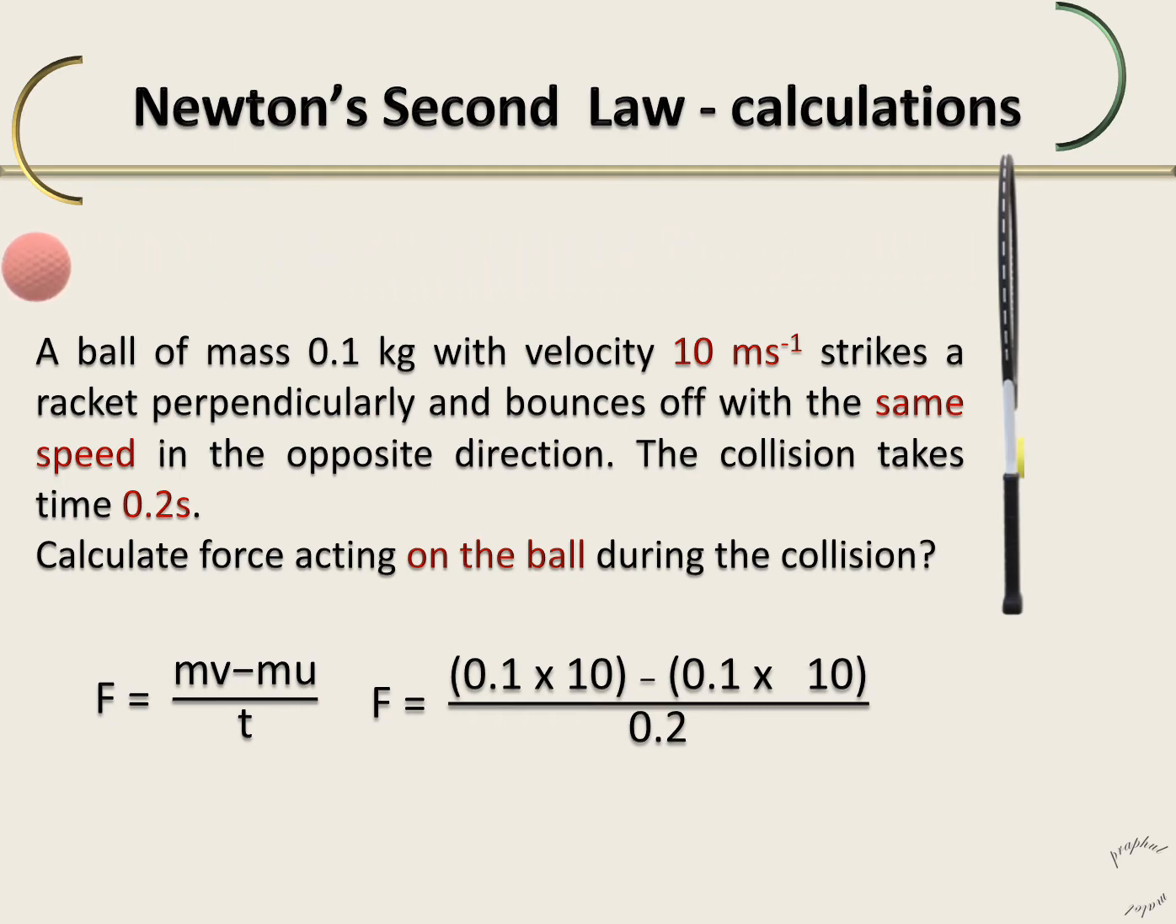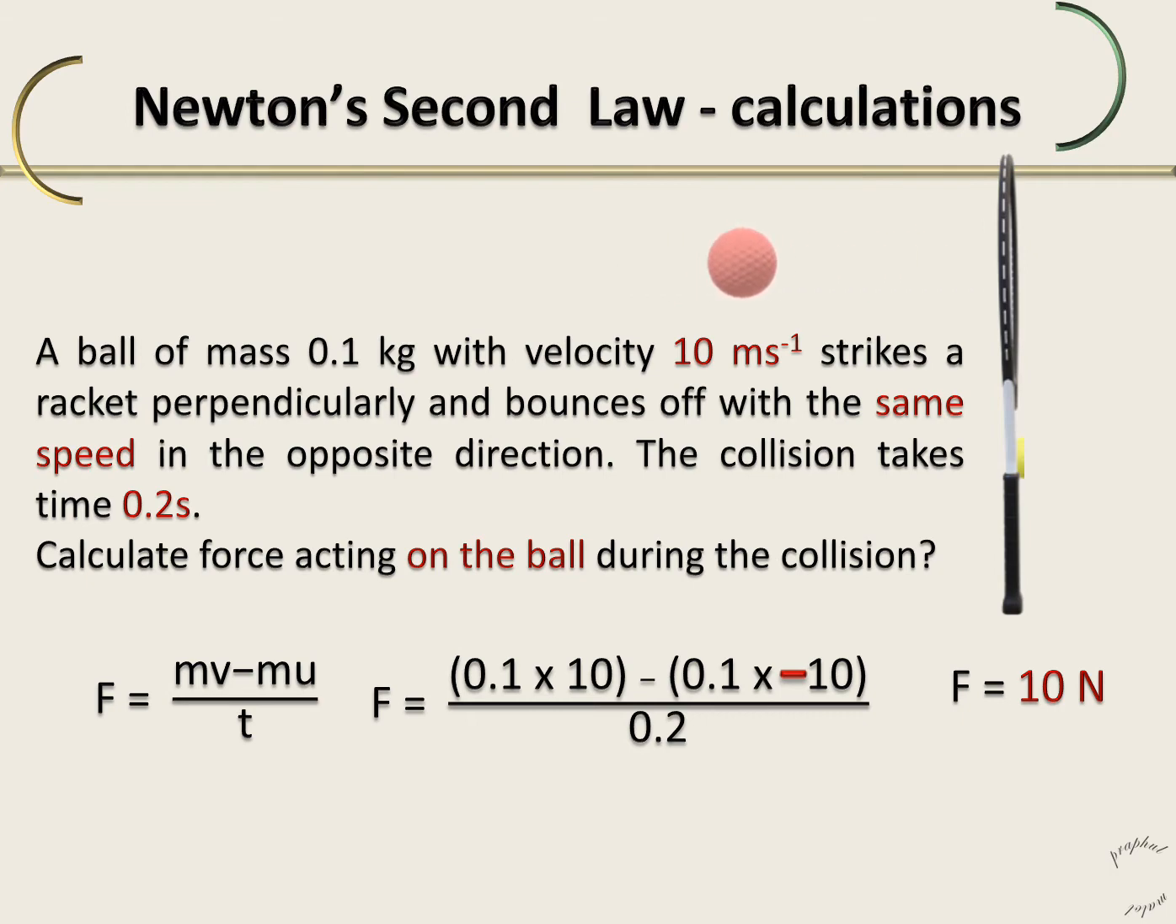But there's a big mistake in the substitution. If you do this calculation directly, you will get the answer 0. But you know the force is not 0. The problem here is, I haven't taken one direction as negative. If you take the forward velocity as plus 10, the reverse velocity should be taken as minus 10. Then you will get the answer 10 Newton.